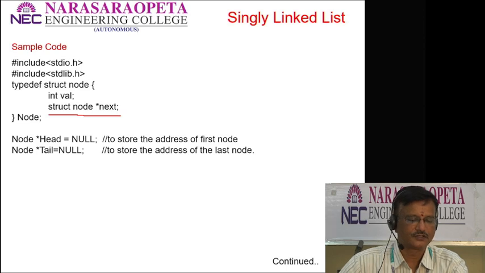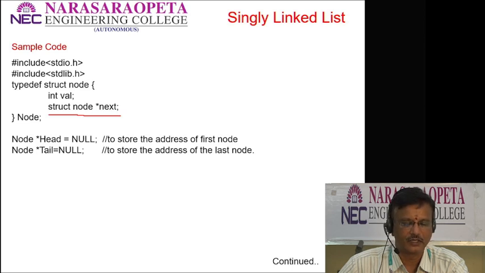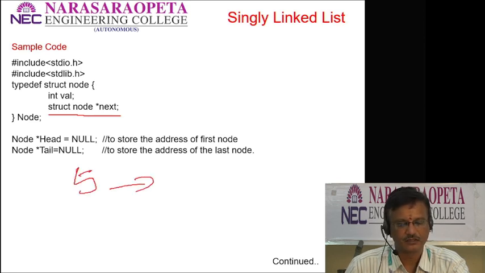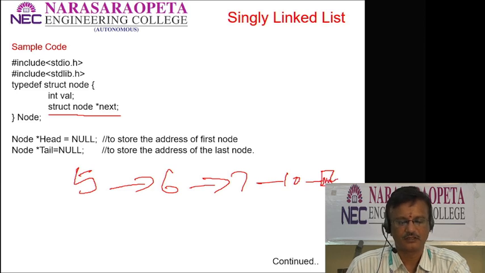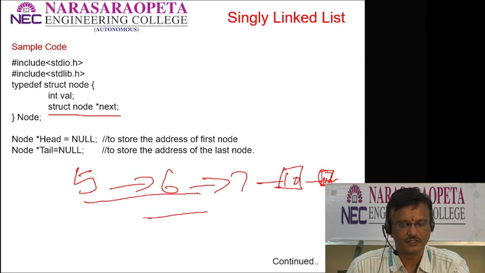struct node star next. I have created one pointer here because I want to create a linked list in the forward direction. So it is something like this: 5, then 6, then 7, then 10, and this is the last one. So next, this is the end of this. This is the last one. So I want to create this forward direction. Sometimes people also create a reverse direction.